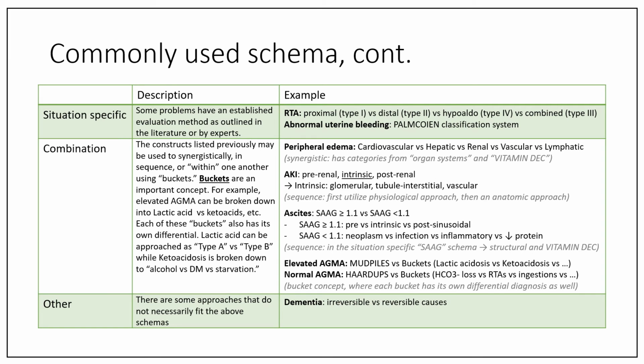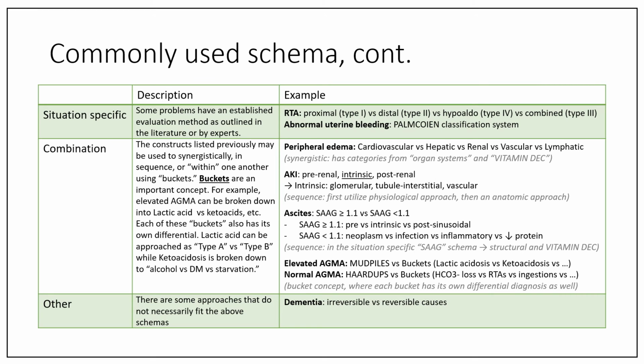For the second example, we usually divide AKI from a physiological perspective into the pre versus intrinsic versus post-renal categories. If we then look at intrinsic disease, we can divide it into an anatomic approach. So this is an example of a sequence combination schema, where we first use a physiological approach and then use an anatomic approach.